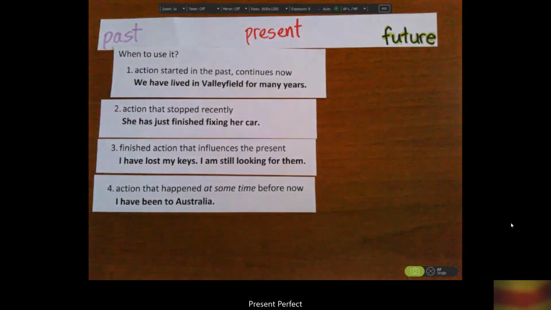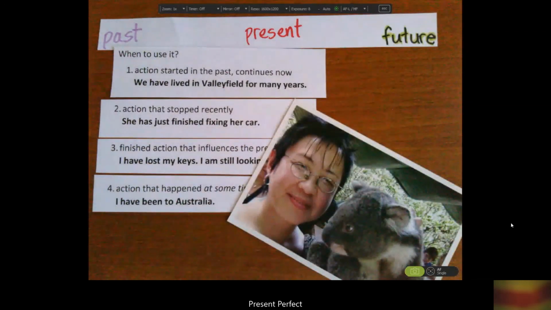Can you guess if I have been to Australia? Actually, I have. And that is how you use the present perfect form.